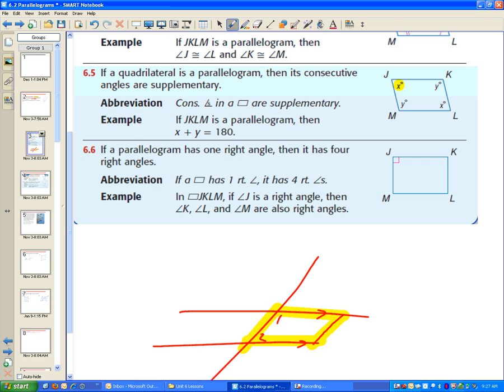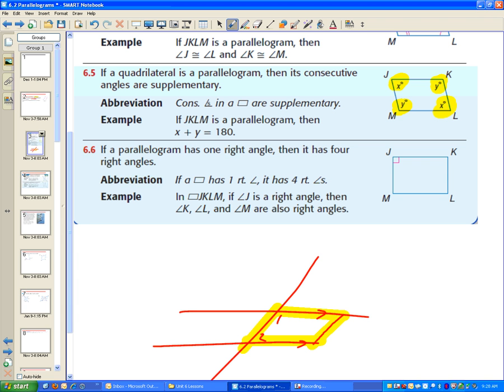So angle J and angle K are a pair of supplementary angles. Angle K and angle L are a pair of supplementary angles. Angle L and angle M are a pair of supplementary angles. Angle M and angle J are a pair of supplementary angles. So any way you can pair up consecutive angles, they are supplementary. You with me?